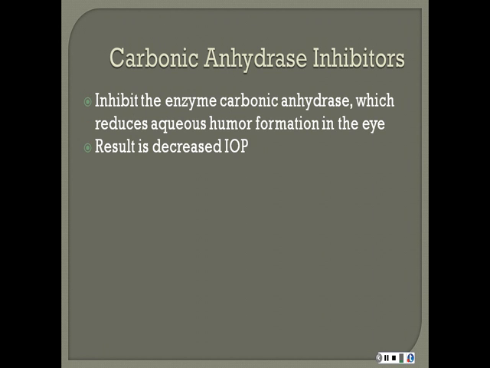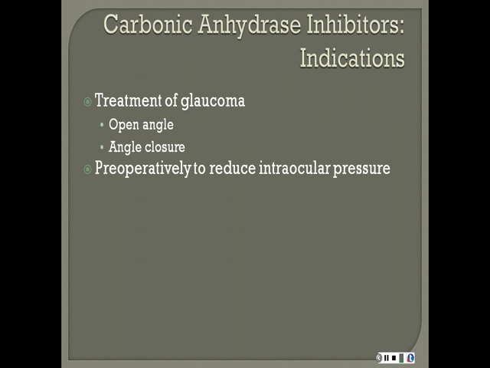So the carbonic anhydrase inhibitors inhibit the enzyme carbonic anhydrase, which reduces the aqueous humor formation in the eye. And then again, because we have a decreased production, that will result in decreased intraocular pressure. This class of drugs is primarily used for the treatment of glaucoma, both the open angle and the angle closure. It also is used preoperatively to reduce intraocular pressures.